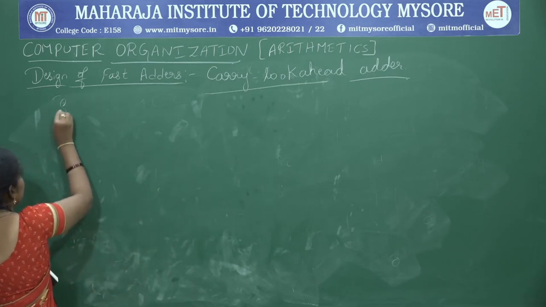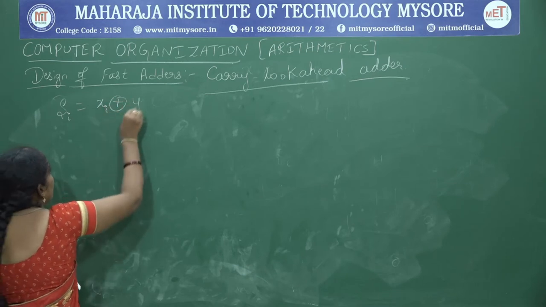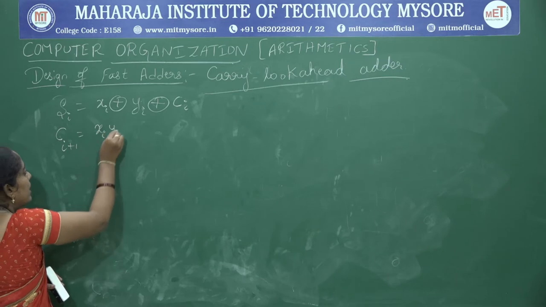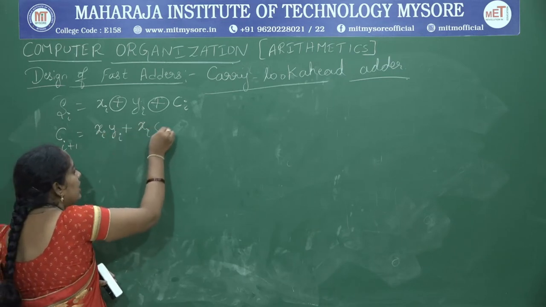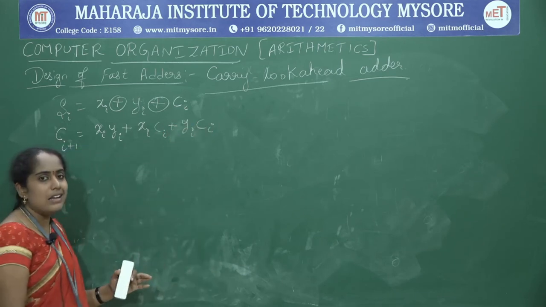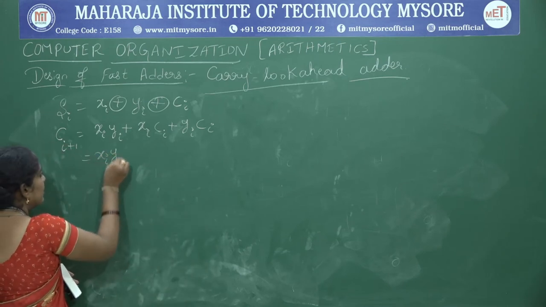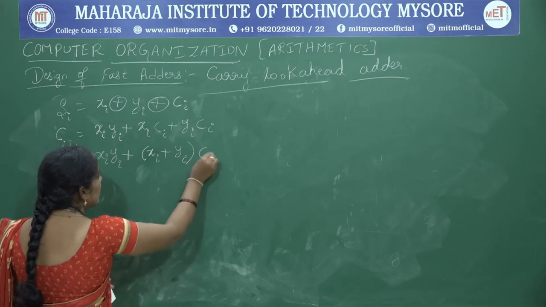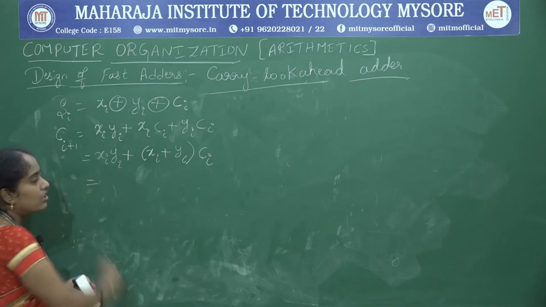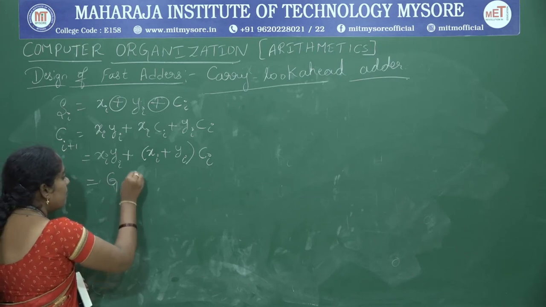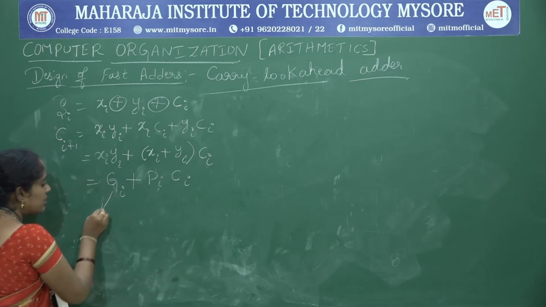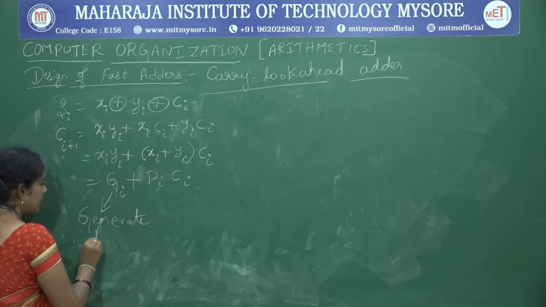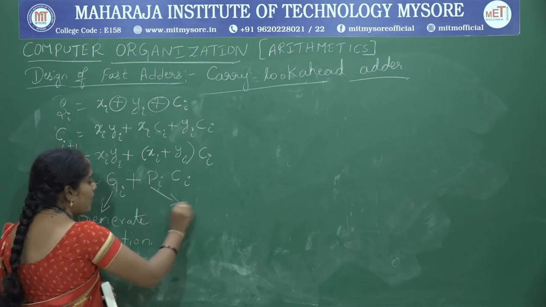Okay. So, here the sum is, as we know that it is Xi XOR of Yi XOR of Ci, right, and the carry Ci plus 1 is equal to Xi Yi plus Xi Ci plus Yi Ci, right. You can rewrite this formula as Xi Yi plus Ci is common here, remove it out, (Xi plus Yi) into Ci. Okay. So, in the carry look ahead adder, this is Gi plus Pi Ci. So, here Gi is nothing but generate function, and Pi is the propagate function.